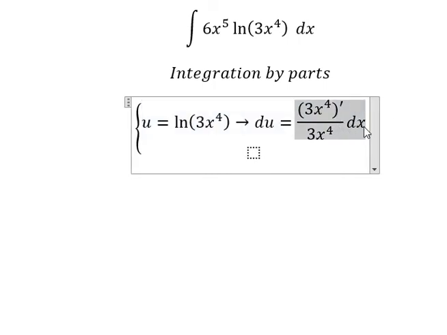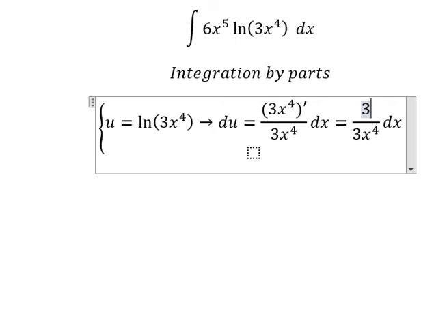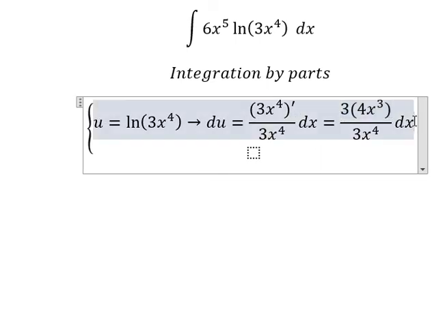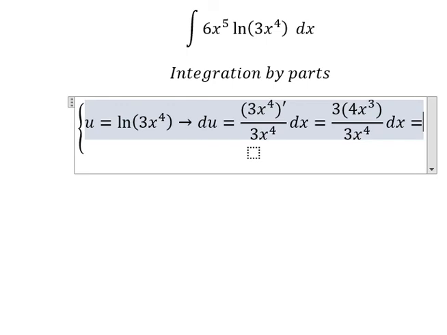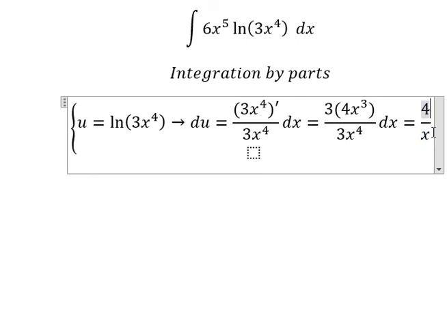So the first derivative of x to the power of 4, we have 4x to the power of 3. Now, we need to simplify the numbers in here. So, x to the power of 3 and x to the power of 4. So, we have x in here. Number 3, we simplify. And we have number 4 in here.